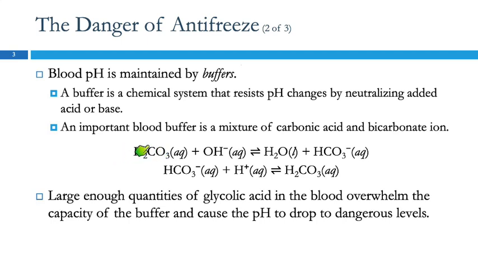So here, carbonic acid can neutralize hydroxide base, forming water and hydrogen carbonate ion. But if we add acid to the blood, the hydrogen carbonate ion can combine with that to form carbonic acid. And so we've got both of those things present, and so whatever you add, an acid or a base, there's something there that can mitigate its effects. But if there's enough glycolic acid in the blood, it overwhelms the capacity of the buffer. The buffer can only do so much, and then it can cause the pH to drop to dangerous levels.